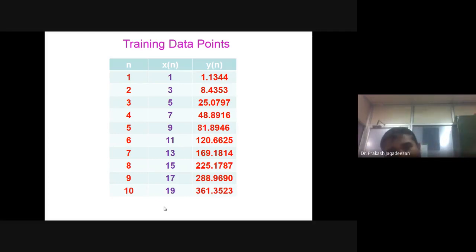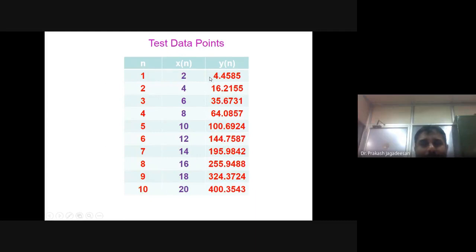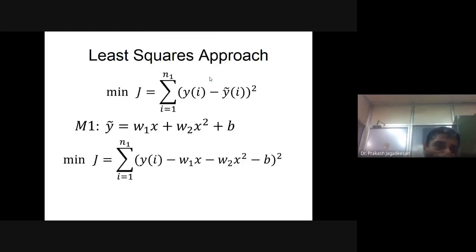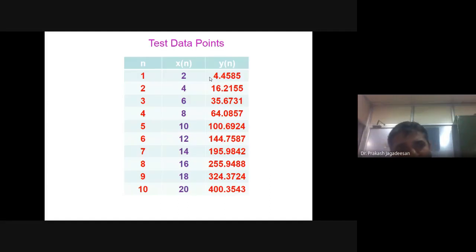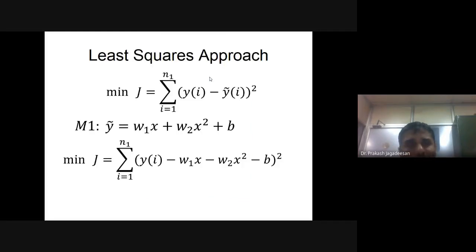So there are 10 observations. The X and Y values are shown here, and similarly for the test data points, the X and Y values are presented, inputs and corresponding outputs. Now, what I'm going to do is demonstrate this concept of bias variance trade-off. The approach I'm going to use is the simplest approach, the least squares approach. Through this least squares approach, I'm going to explain this concept of bias variance trade-off.